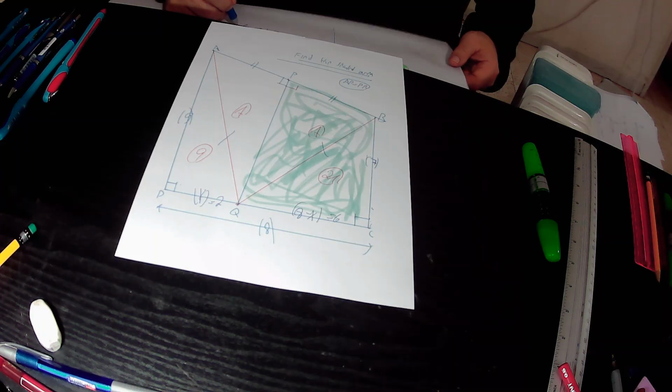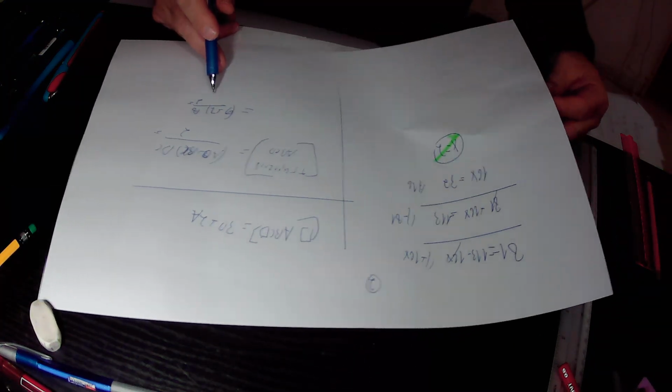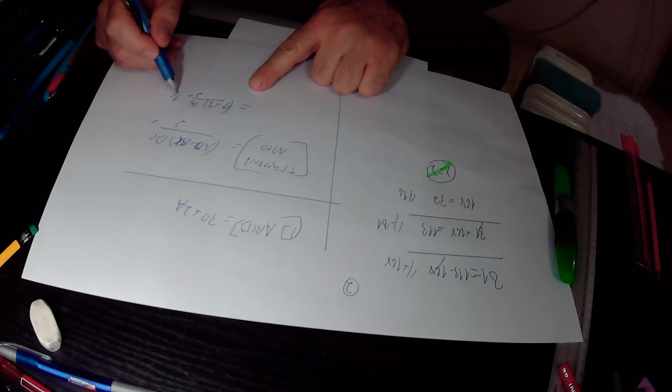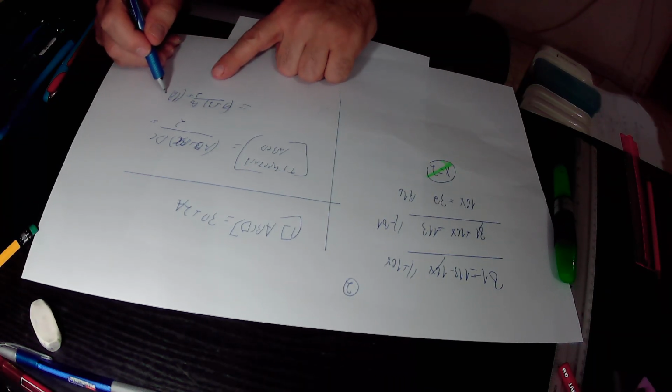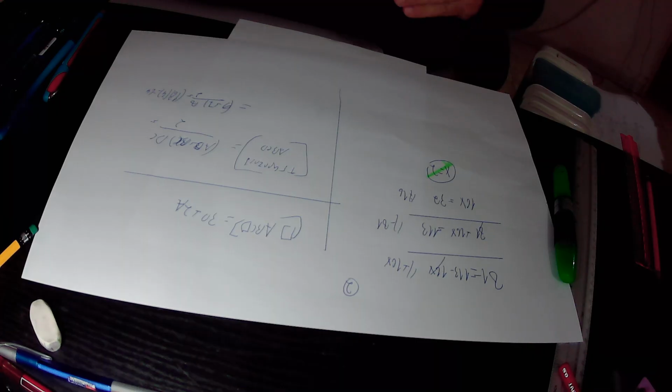divided by 2. So total, we found out the area of this trapezoid ABCD equals 9 plus 7 times 8 over 2. 9 plus 7 is 16. 8 over 2 is 4. 16 times 4 is 64 square units. So the area of trapezoid ABCD equals 64 square units.